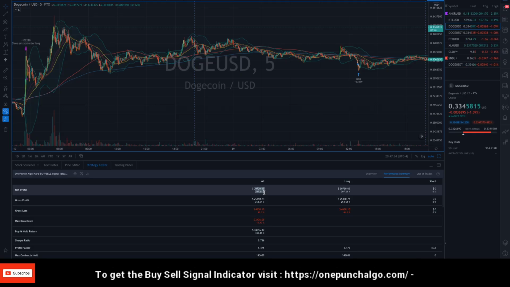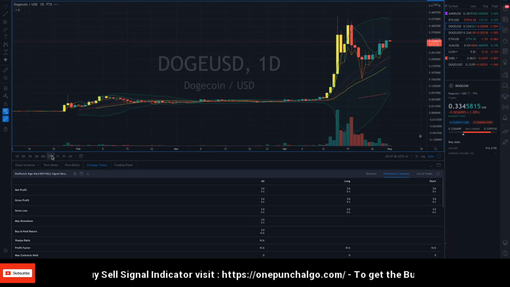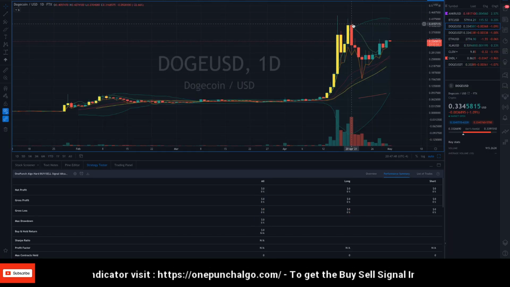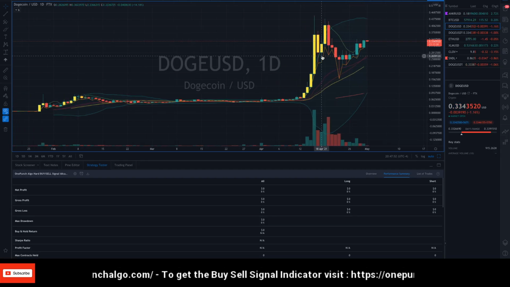Does the algo need to change? No, because Dogecoin did its work. It amazed all of us and went up 500% and then dropped down. To check year to date, it has been going up and up. And in this case, OnePunch ALGO can be used in different ways.